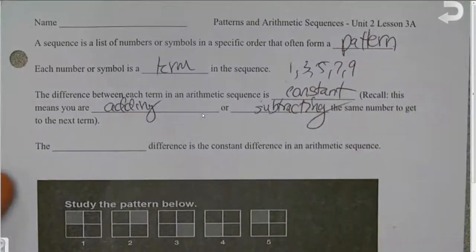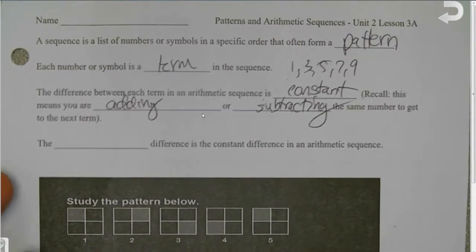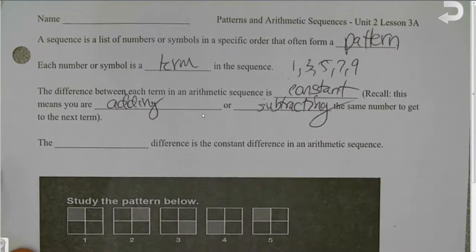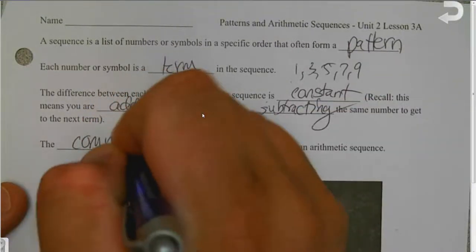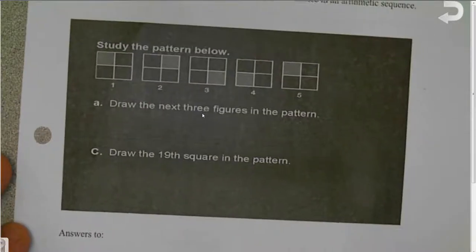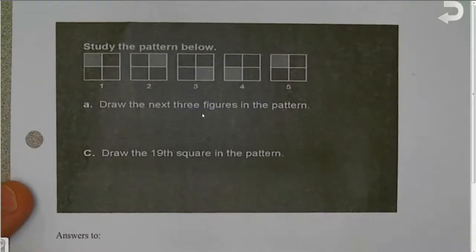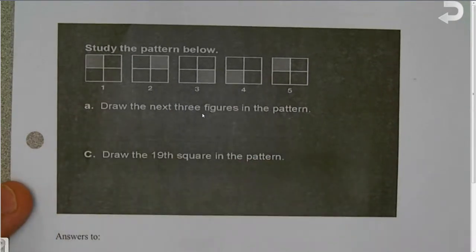And patterns are big in algebra and geometry, so this is kind of important to at least touch on as we move forward. The common difference is the constant difference in an arithmetic sequence. So patterns are broken into chunks. Study this pattern. You notice that it's a window, and it has how many steps in the pattern?